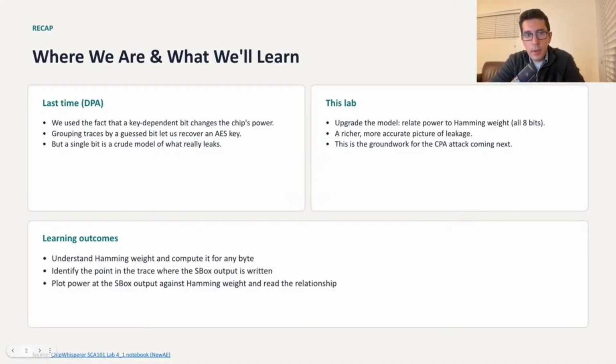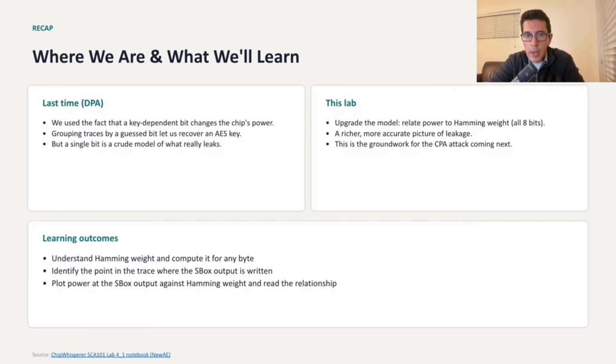A quick recap of last episode with dynamic power analysis. We assumed that a single key-dependent bit flipped the power trace enough that if we group traces by that guessed bit, we could recover an AES key. It did work, but it was a pretty crude view of what the hardware is actually doing. In this lab, we upgrade the model and say power tracks the Hamming weight of an internal byte. So all 8 bits matter, not just one.